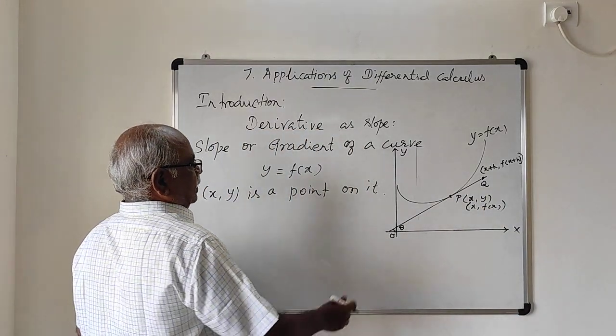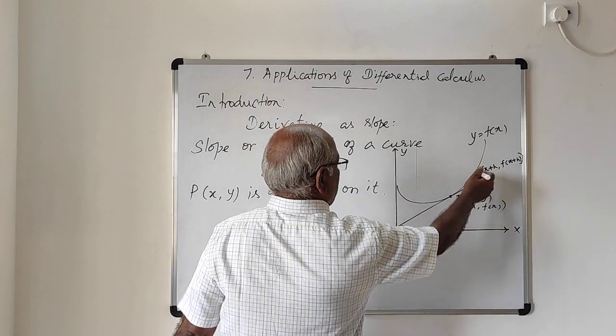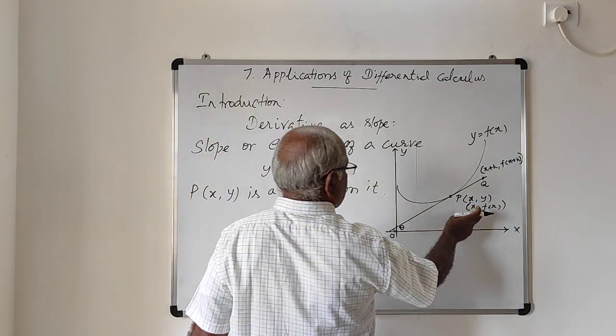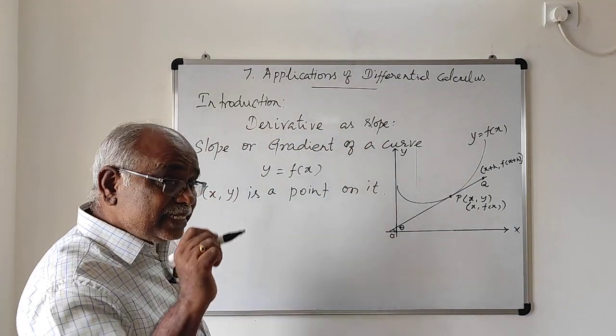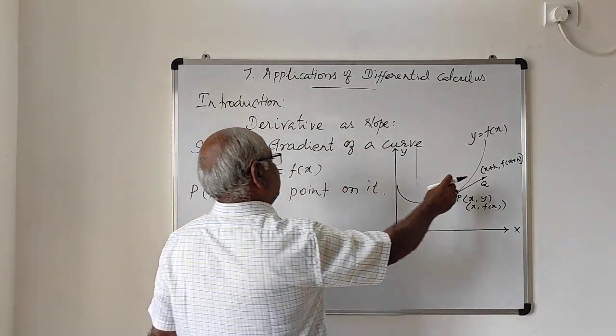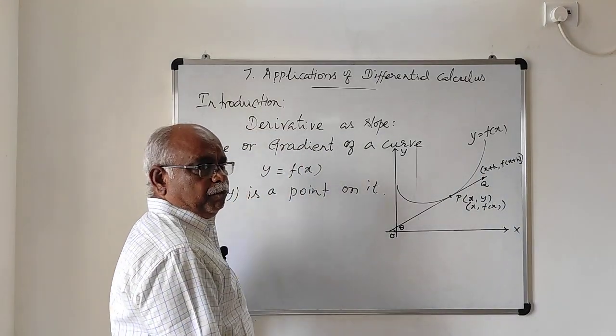So the slope of the line joining the two points P and Q, where P is x comma f of x and Q is x plus h comma f of x plus h, where h is the small increment in x. Small increment in x and y.